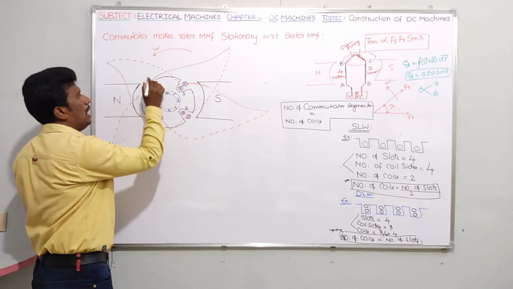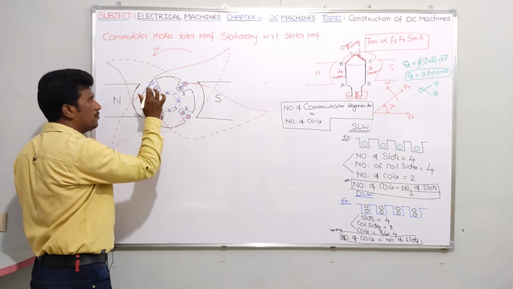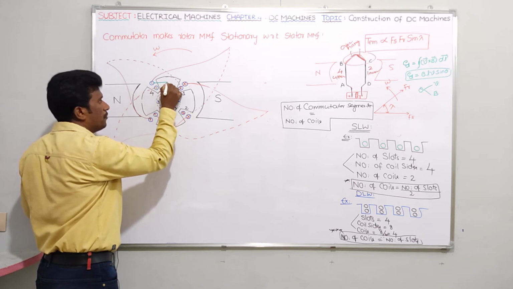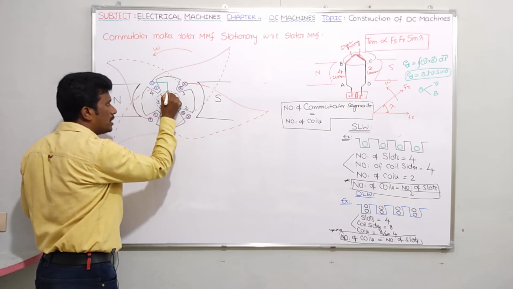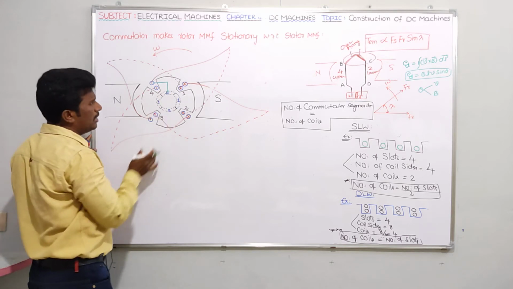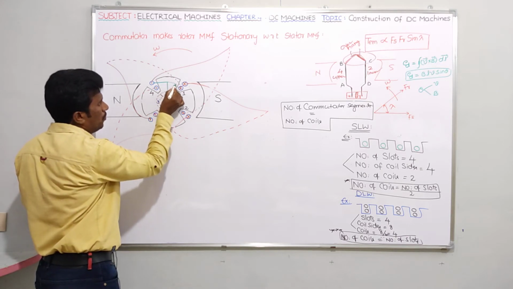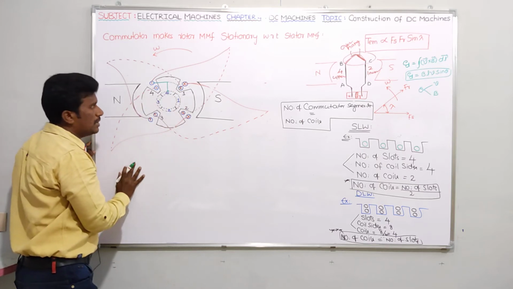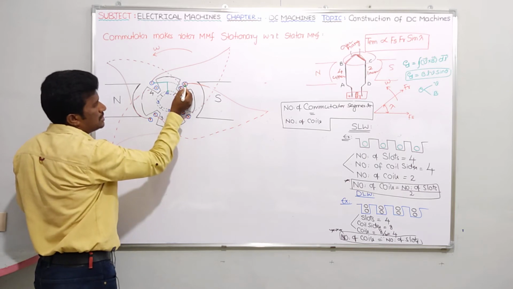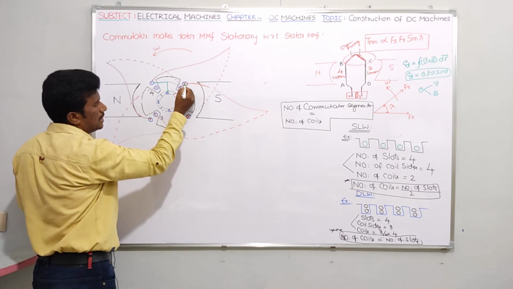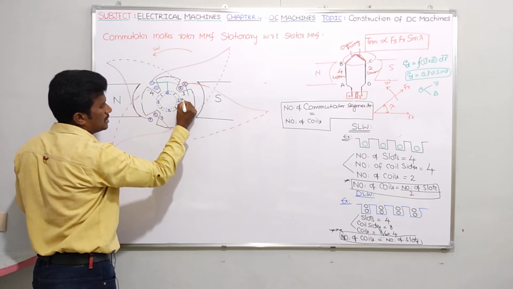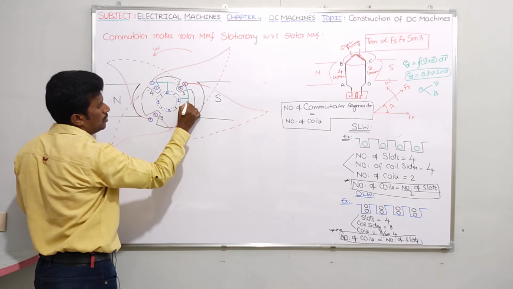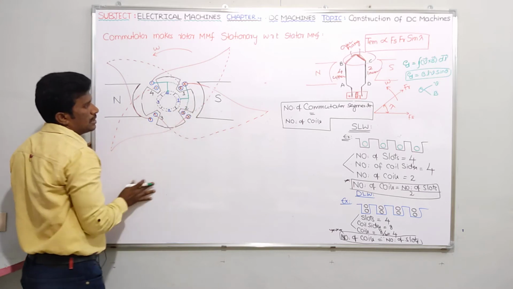Fourth slot upper conductor is connected to the fourth commutator segment like this, and it is extended to the first slot lower conductor. Similarly, the first slot upper conductor is connected to commutator segment 1, and it is extended up to the second slot lower conductor.